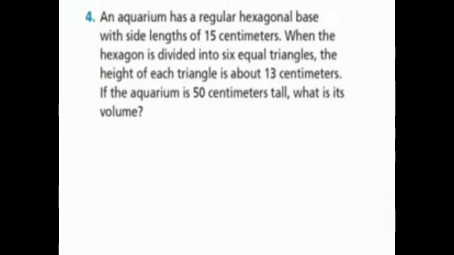Let's do two more exercises before having your homework for this lesson. This is item 4 in your textbook, page 474. An aquarium has a regular hexagonal base with side lengths of 15 centimeters. When the hexagon is divided into 6 equal triangles, the height of each triangle is about 13 centimeters. If the aquarium is 50 centimeters tall, what is its volume?